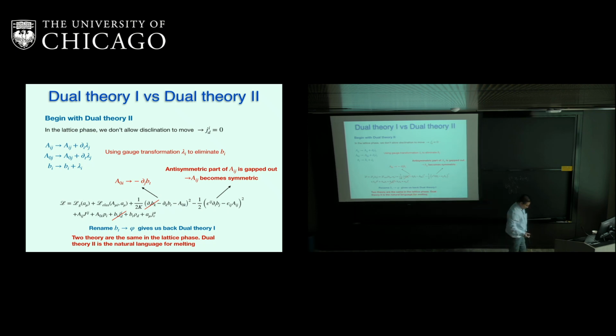So the two theories are the same in the lattice phase. But basically, dual theory two is a natural language for melting.